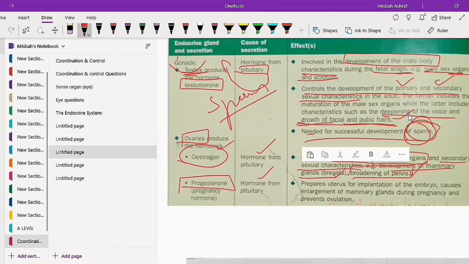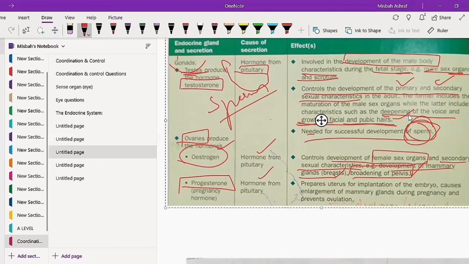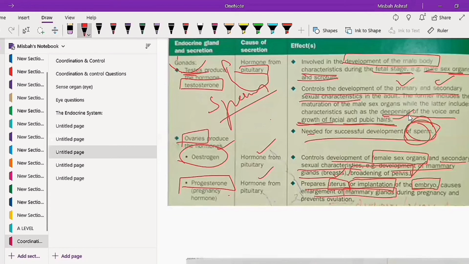And the other one is the progesterone. Progesterone is also known as a pregnancy hormone, and it prepares the uterus for implantation of the embryo. Embryo we have discussed, right, which causes the enlargement of the mammary glands, right? And mammary glands are some of the glands which are present in the breast, and these glands produce the milk. They are responsible for the production of the milk after the delivery of the baby, right? During pregnancy, they prevent ovulation.